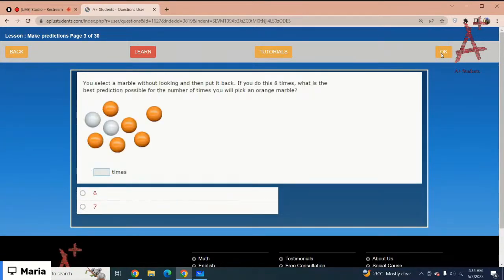You select a marble without looking and then put it back. You did this 8 times. What is the best prediction possible for the number of times you will pick an orange marble? So you have a total of 8 marbles. You did 8 times and 6 out of the 8 are orange. That means out of the 8 times, you will get orange 6 times. Got it? So it would be 6.